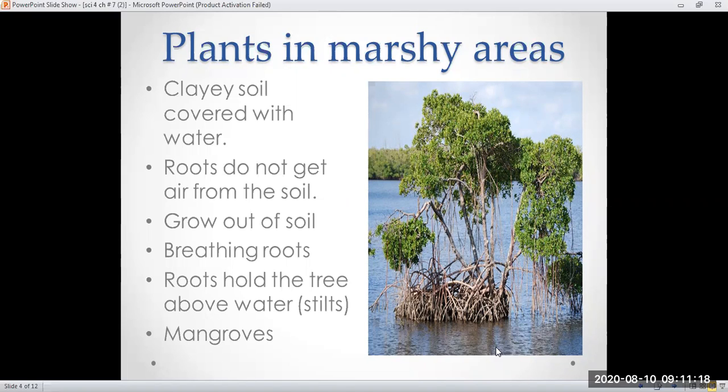Because these plants or trees take their oxygen, take their carbon dioxide, which is necessary for the process of photosynthesis. So they give the oxygen and take that carbon dioxide from that water, and the roots hold the trees above water. Like you have read about stilt houses, those houses which are built on areas where too much rainy water collects. So like stilt houses, their roots are also like stilts. The plants which grow in those areas are known as mangroves.